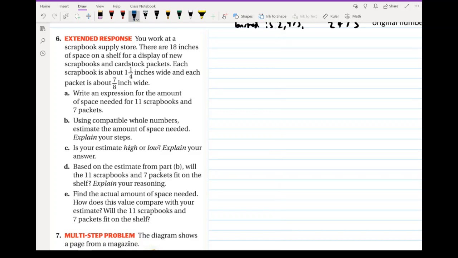So for part A, for 6A, we want 11 scrapbooks. So it's 11 times, and a scrapbook is 1 1/4, so that's 1 1/4. And then we want to add 7 packets, so that's 7 times 7/8 of an inch wide. So we have to find a multiplication and then add them together. The first thing we need to do is change 1 1/4 into an improper fraction. That's 5 over 4. So we have 11 times 5 over 4 plus 7 times 7/8. And then let's multiply them together.